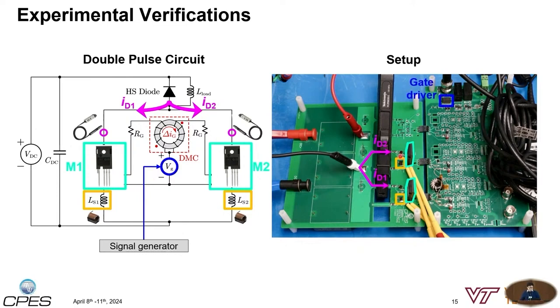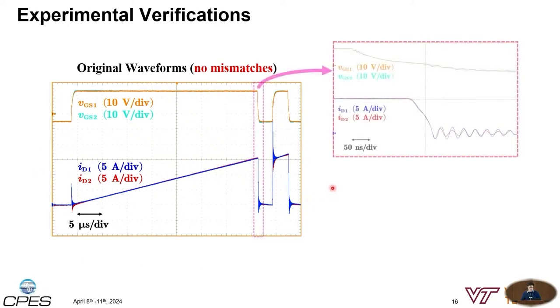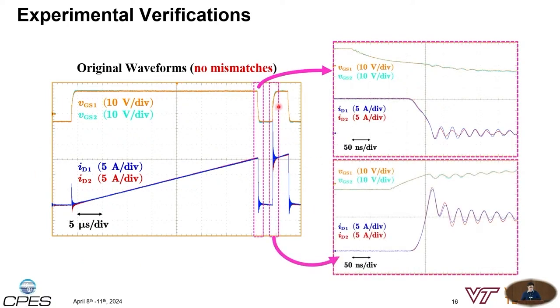Both MOSFETs are driven by the same gate driver IC, and the differential mode choke is placed in the middle between the two parallel devices. I want to show the original waveforms where there are no mismatches. This shows the double pulse test current waveforms, and we can zoom in on the turn-off junction and also the turn-on junction. You can see that originally the current sharing among the two parallel devices is balanced enough because they have an identical layout without any mismatches.